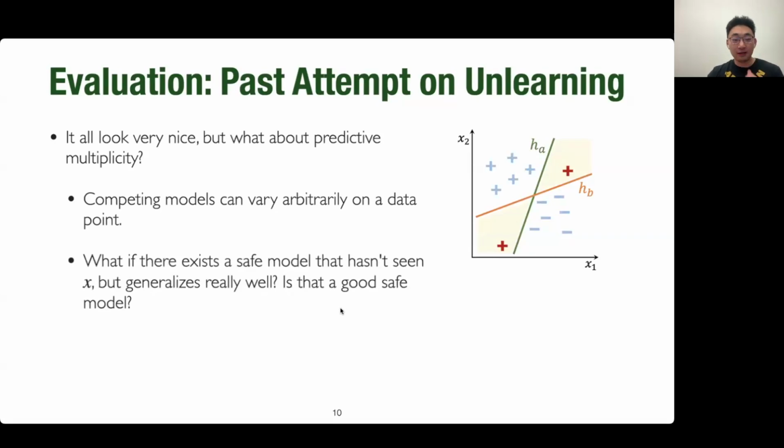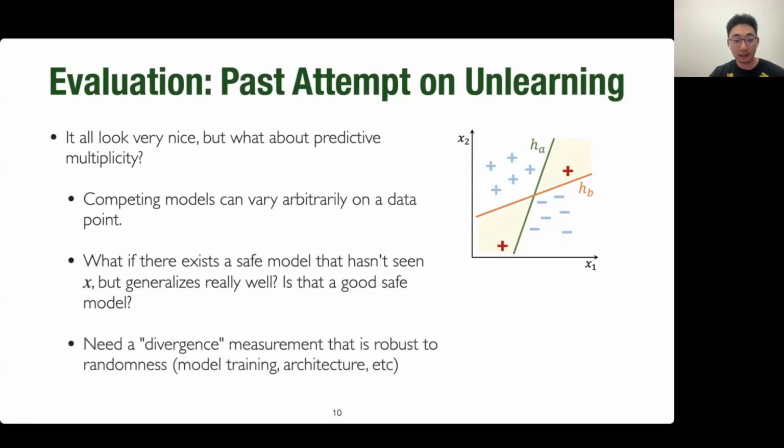The issue here is we can have multiple choices of safe model, right? One of the safe models might be close to P. A different safe model might be far away from P. So it's really questionable, what is a good candidate for a safe model? And lastly, what is a divergence measure, right? I can construct any information theoretic divergence I want. There's KL divergence, there's JS divergence, but what is the one that we actually need? And ideally that divergence measure should also be robust to randomness.